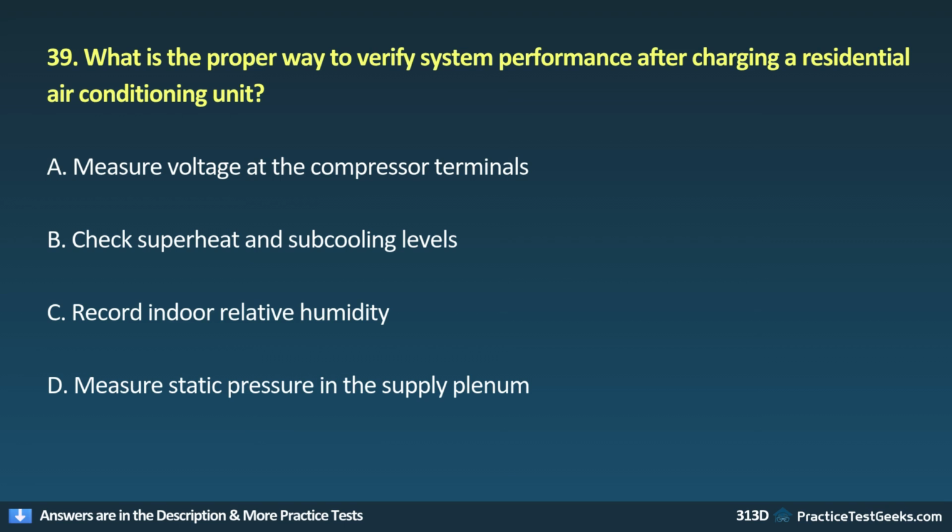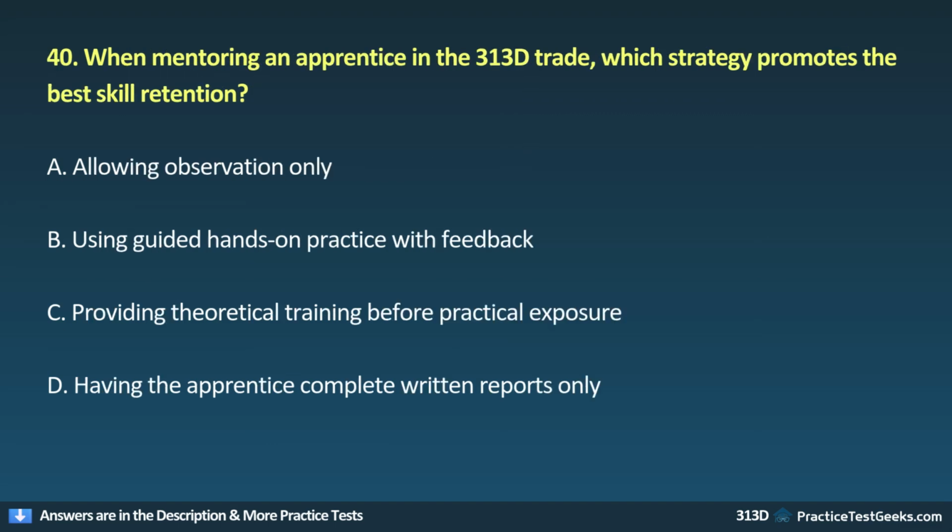39. What is the proper way to verify system performance after charging a residential air conditioning unit? A. Measure voltage at the compressor terminals. B. Check superheat and subcooling levels. C. Record indoor relative humidity. D. Measure static pressure in the supply plenum.